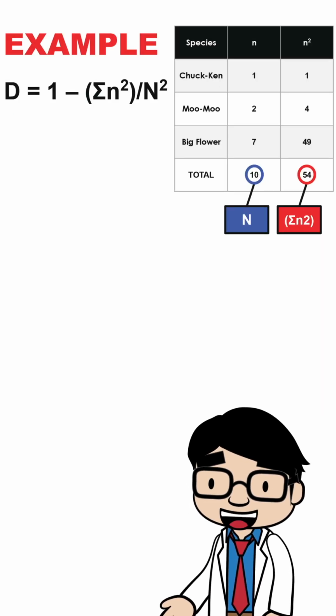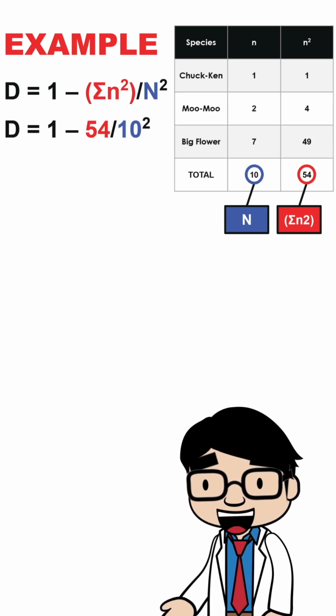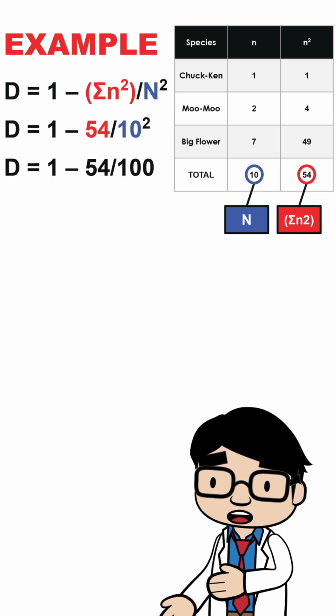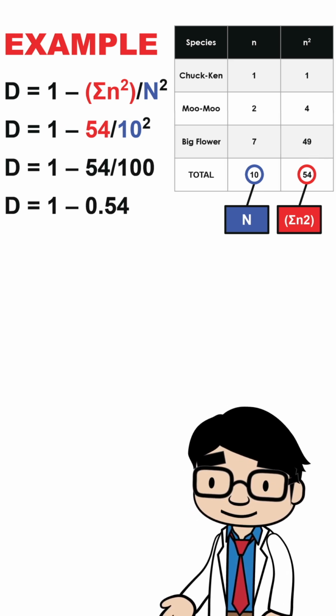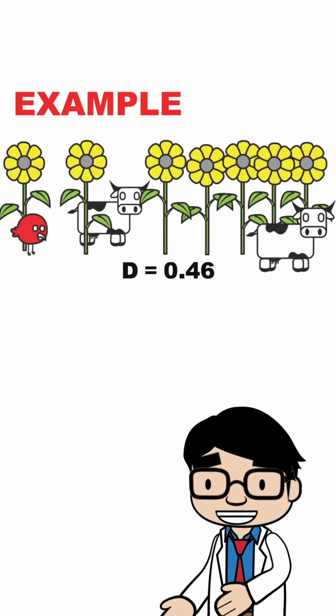Now let's enter our numbers into our equation. Red for red and blue for blue. Now we have 1 minus 54 over 10 squared, which turns into 1 minus 54 over 100, which turns into 1 minus 0.54, and finally we have 0.46, which is our measurement for biodiversity for this example.